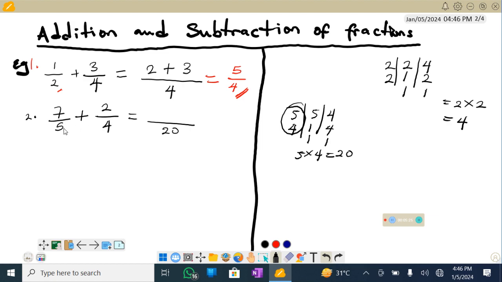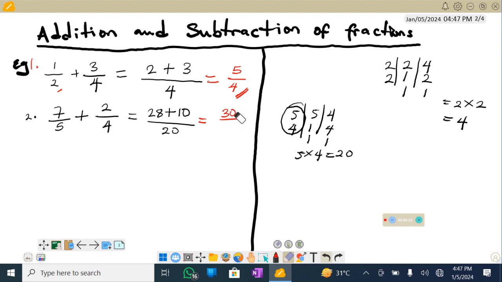So 20 divided by 5 will give you 4. 4 times 7 will give you 28, plus 20 divided by 4 will give you 5. 5 times 2 will give you what? 10. So you write it here. So you have seen how we got our numerator. You have seen how we get our what? Denominator. So the next thing to do is to add our numerators and write our answer, which is 38 over.